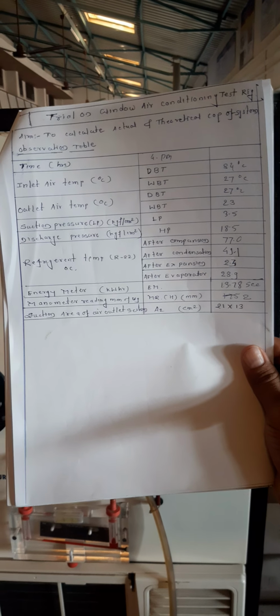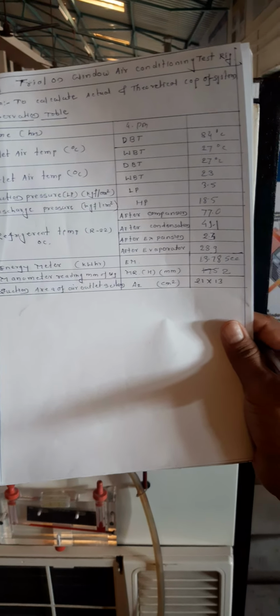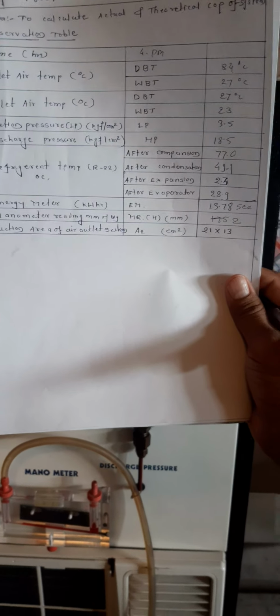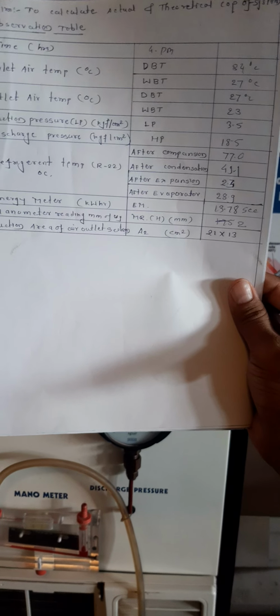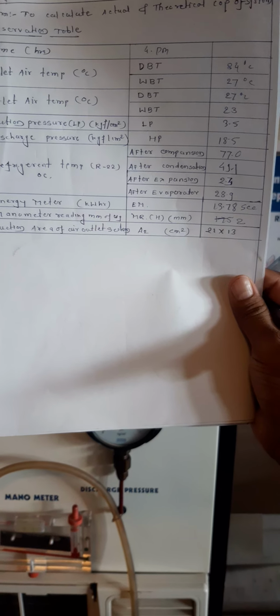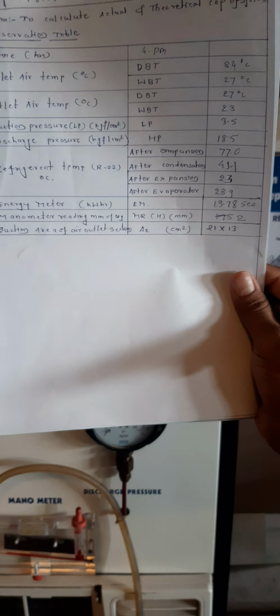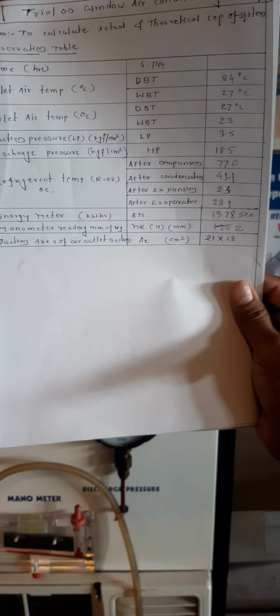Then different temperatures of the refrigerant at different conditions. After compression 77, then after condensation 49.1, after expansion 2.3, after evaporation 28.9, and energy meter 13.78 seconds required for 10 impulse. Manometer reading in mm, that is 2, and suction area is 13 into 21.